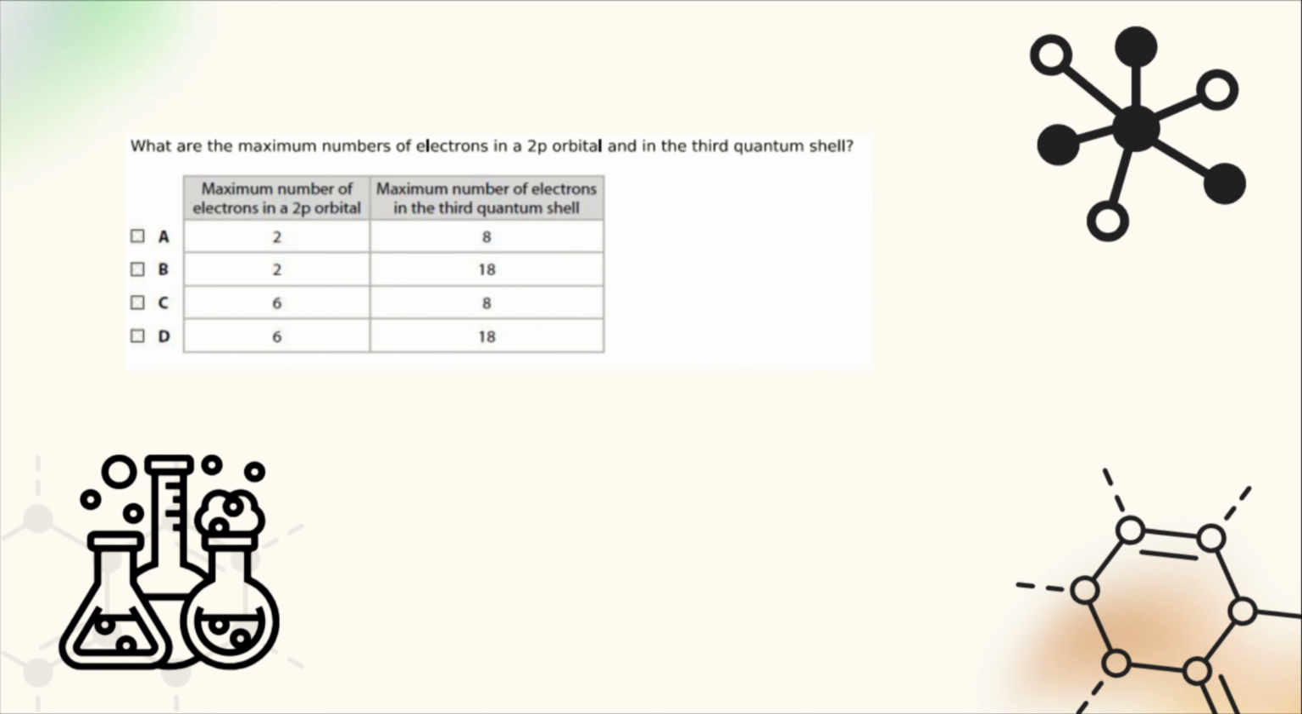Alright, what are the maximum numbers of electrons in a 2p orbital and the third quantum shell? Remember, it says 2p orbital, not 2p subshell. In each orbital we have 2 electrons, so the answer is either A or B. Third quantum shell: in the first shell we have 2, second shell we have 8 electrons, third shell we have 18. So the answer is B.